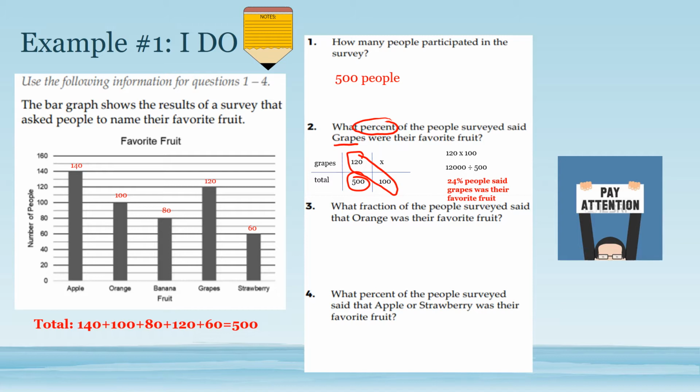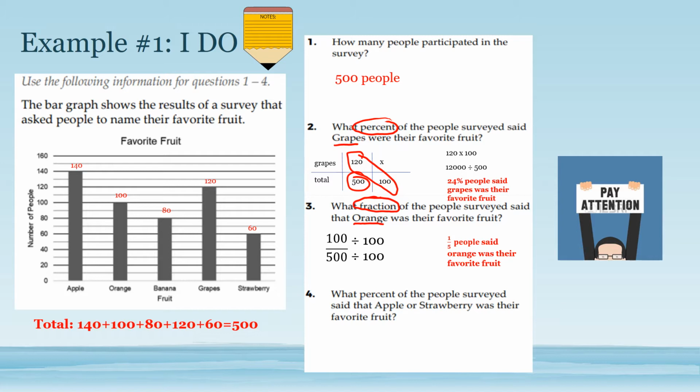Number 3. What fraction of the people surveyed said that orange was their favorite fruit? Remember, we are dealing with a fraction. A fraction deals with part to whole relationships. So we're going to do orange as their favorite fruit. Part to whole, orange is 100 out of the whole, which is 500. We're going to reduce the fraction to its lowest form, which means we're going to reduce by 100. So 1/5 of the people said orange was their favorite fruit.